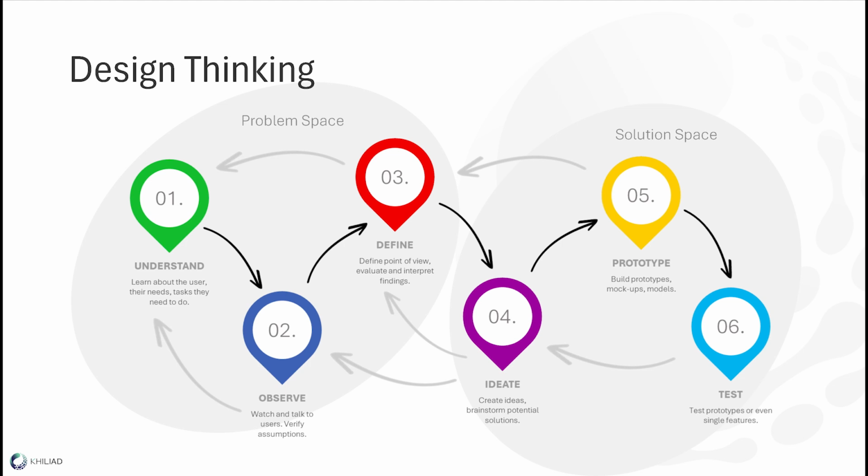Now you see there's a lot of arrows on this picture, and it's supposed to symbolize that this is not a step-by-step process. You can always go back, you can always iterate, go back to understand, observe, and so on. And this whole process is split into two parts. There's a problem space where we focus on understanding the problem. And once we are happy with that, we move into the solution space where we start building and designing the solution itself.